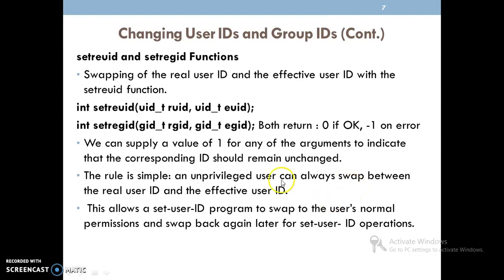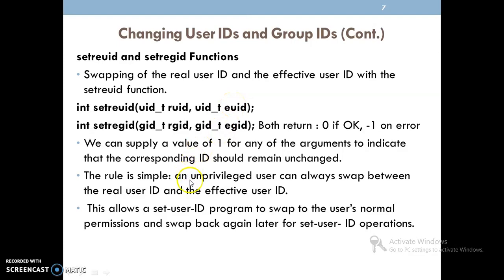Next, two more functions. Just look at the prototype of that: we have two arguments here, the real user ID and the effective user ID, so we can swap here. Similarly, we can swap here. Both return 0 if they are successful, -1 on failure. We can supply a value of -1 for any of the arguments to indicate that the corresponding ID should remain unchanged. Means if you are not interested in changing a value, you just need to pass -1 for that argument.